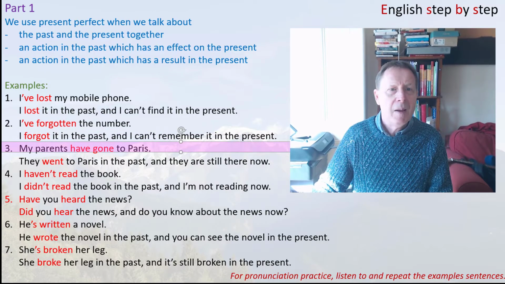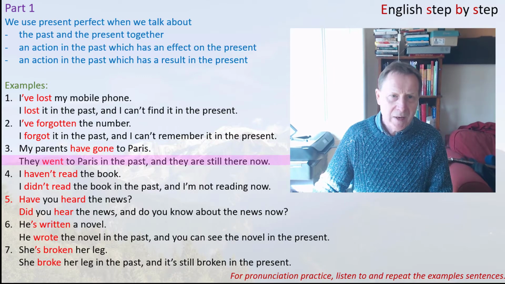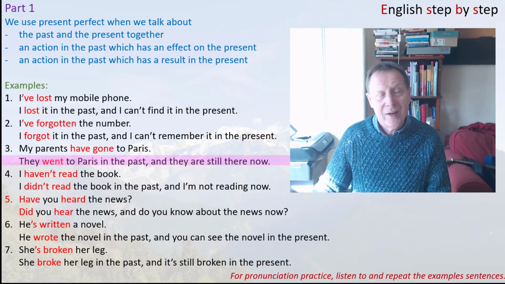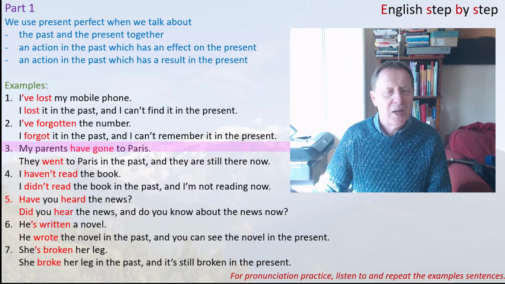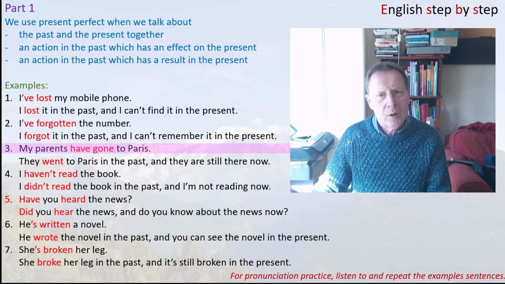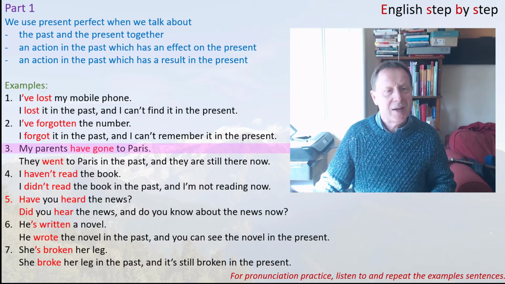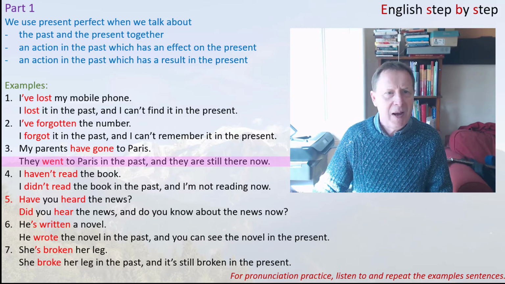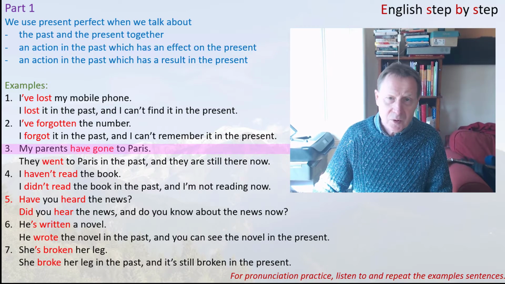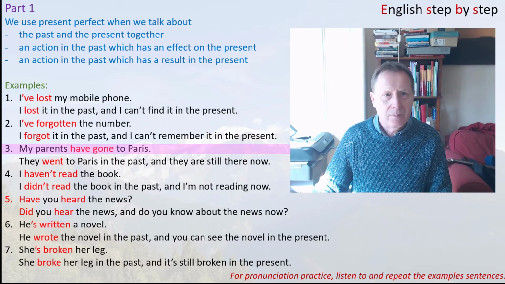Number 3, my parents have gone to Paris. They went to Paris in the past and they are still there now. So we use the present perfect simple. My parents have gone to Paris. Now in this example, we'll look at more examples later, but you can see that "they went" is the past tense of "to go". But when we use the present perfect, we say my parents have gone to Paris because they are still in Paris and they haven't returned.